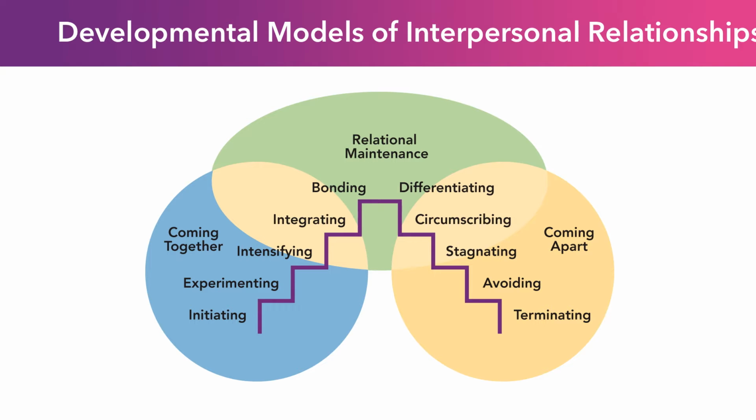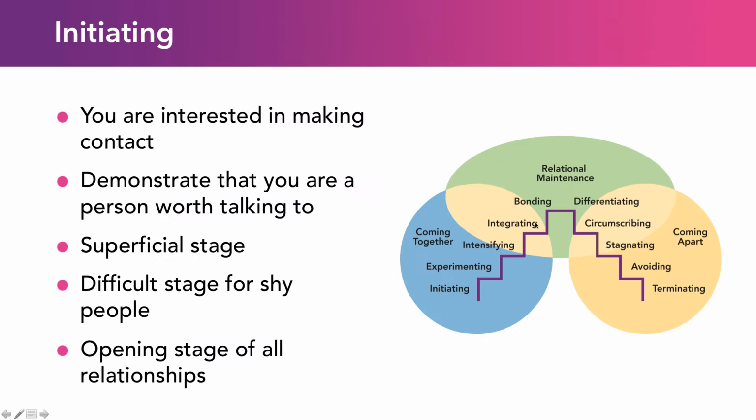So this first part is based primarily on the work of Mark Knapp, who saw relationships coming together, integrating through bonding, and then relationships coming apart, differentiating through terminating. And there were other researchers who said that's too simplistic. There's a relational maintenance stage that we need to look at. So let's go through. Initiating, it's very short.